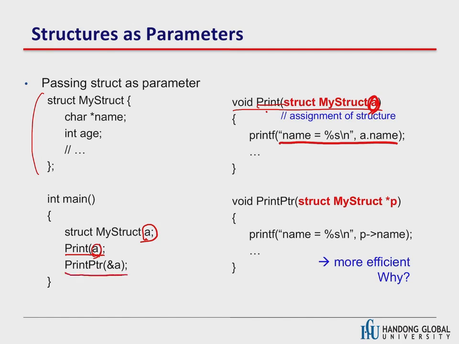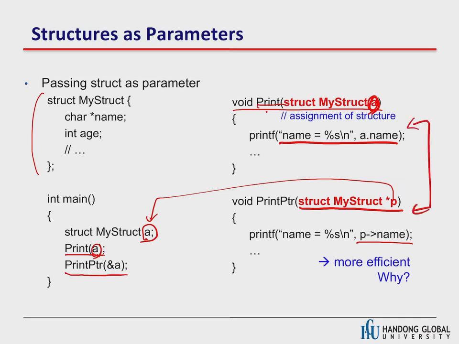And there is another way. Instead of passing A, we can pass the address of A. Then in this function, we need a pointer. We need a structure pointer, P. So P is pointing to A now. Then we can print A's name like this. P is pointing to A, so P arrow name is actually A's name.